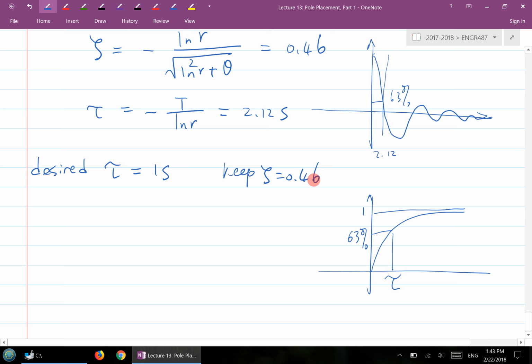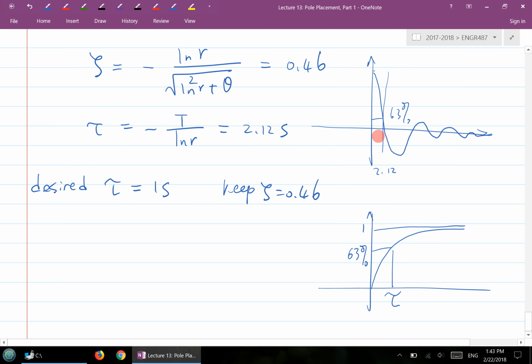So here it'll require a little bit of inverse calculation. This is the formula for damping ratio and the time constant. If I look at the second equation, the time constant, if I give this one, then I can solve for the R. So ln R equals negative T over tau, and R equals e to the power of negative T over tau.